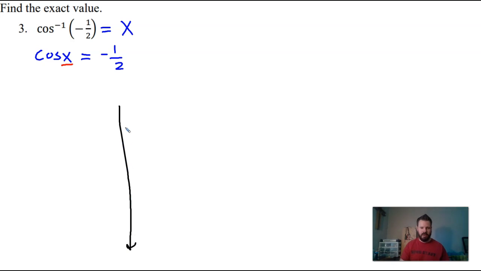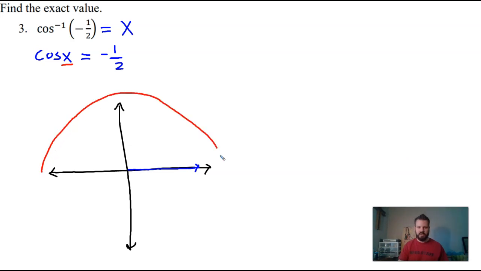So we'll go to our angles in standard position. And there's going to be multiple angles that make cosine equal to -1/2. There's actually an infinite number of ones. Okay, but we want our cosine to be a function, which is why we said we're only going to give answers between 0 and pi. Okay, so where's cosine going to be negative? Well, everything's positive in the first quadrant. That's why we are in the second quadrant here.